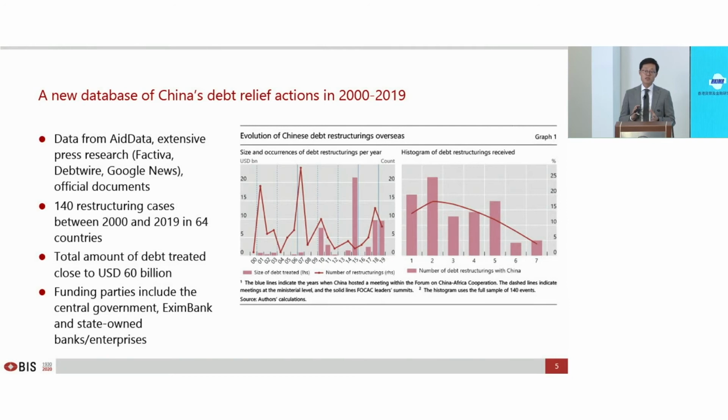You may also notice, on the left-hand side, in the second panel, that most countries have received 1 or 2 debt treatments from China. But in some cases, we also see repeated debt treatments that countries have benefited from. This is the case, for instance, of Sudan or Angola, which received debt treatments up to 7 times from China.